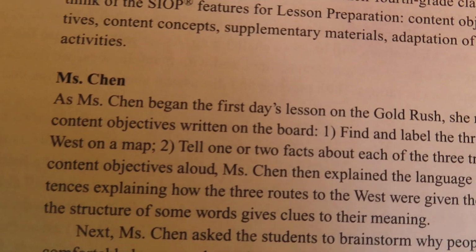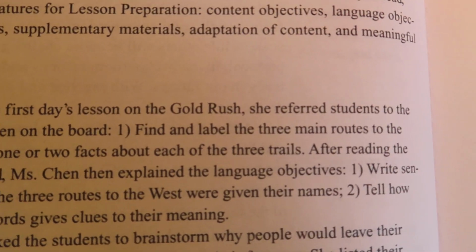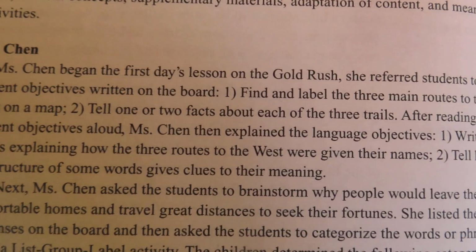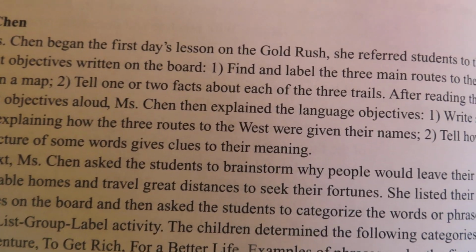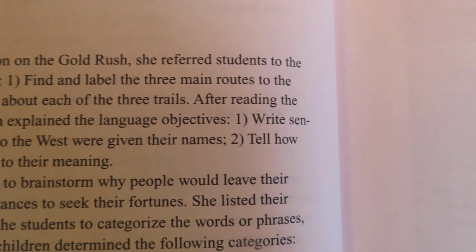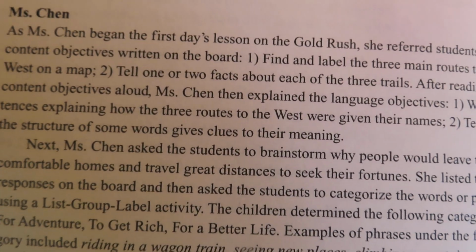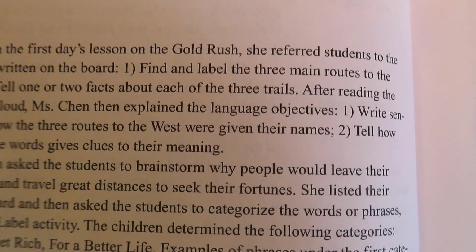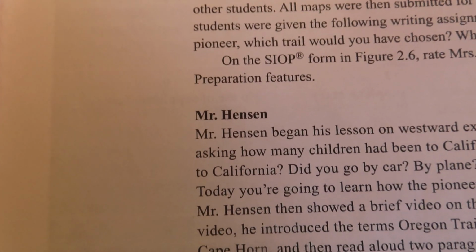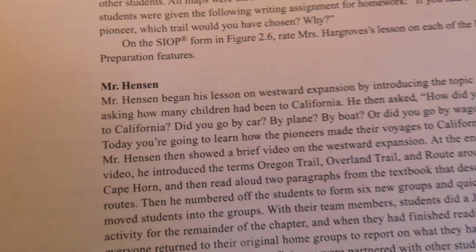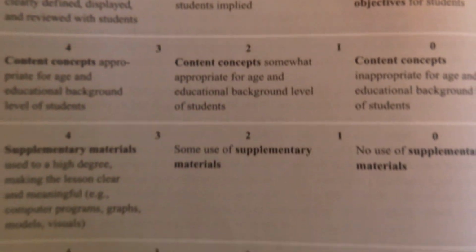"So as Ms. Chen began the first day's lesson on the gold rush, she referred students to the content objectives written on the board. 1, find and label the 3 main routes to the west on a map. 2, tell 1 or 2 facts about each of these 3 trails. After reading the content objectives aloud, Mrs. Chen then explained the language objectives," etc. And then we've got Mrs. Hargrove's lesson, and then Mr. Hinson's lesson. Now, after reading each lesson, you are supposed to rate the teachers on how well they followed the SIOP model, and there's score sheets for each teacher.